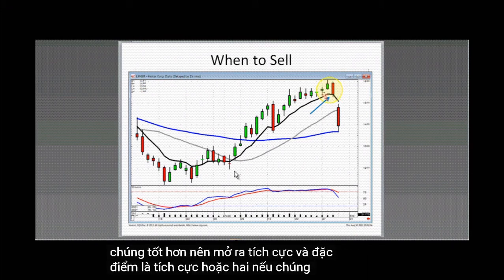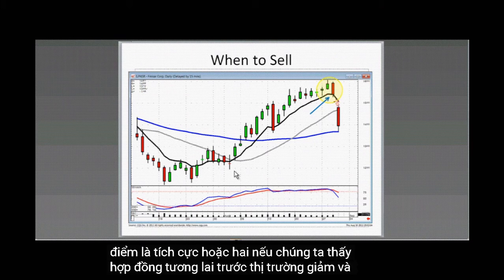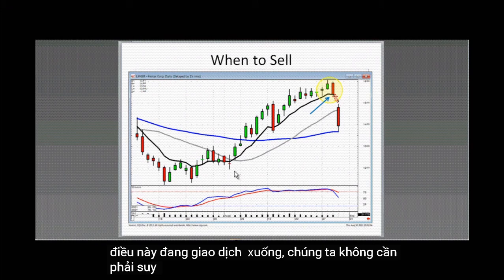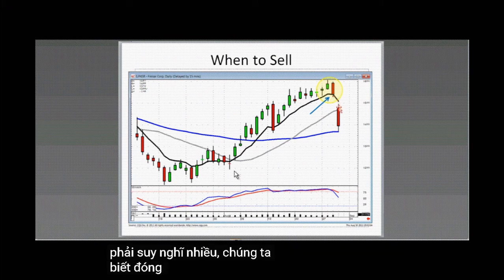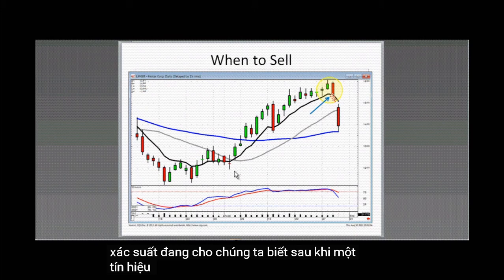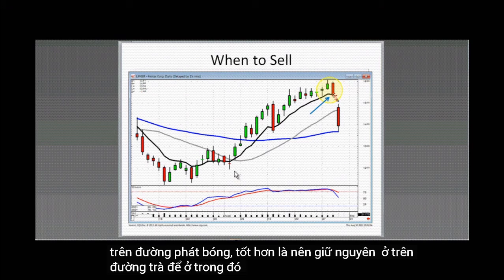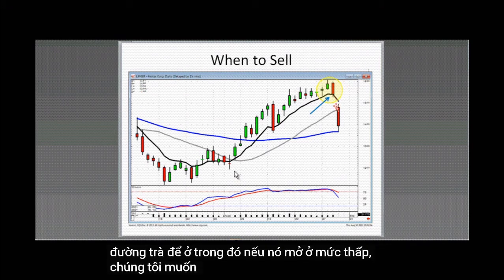Or two, if we see the pre-market futures are down and we see this is trading down, we don't have to have a lot of thinking going on. We know to close out this position immediately if it opens lower, because the probabilities are telling us after a bearish engulfing signal, a close right on the T-line, it better stay above the T-line to stay in it. If it opens lower, we want to be out of it.